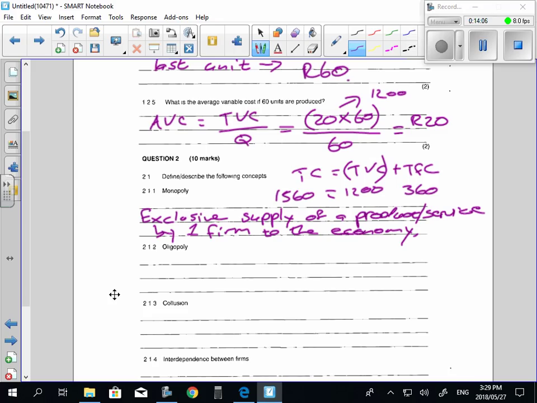Now, your best example of a monopoly, there's no true monopoly because even Eskom, being the only supplier of electricity in South Africa, there's still replacement products. So we can go solar panels or whatever the case is, we can still replace their product. So the best examples, even though they're not in theory perfect, would be Eskom, Transnet, whatever.